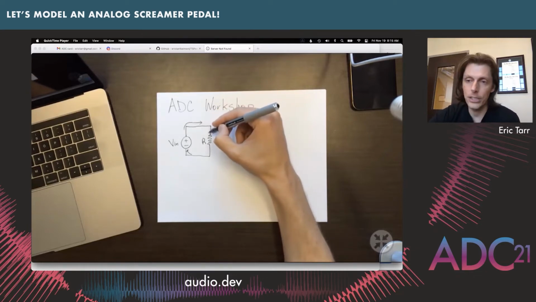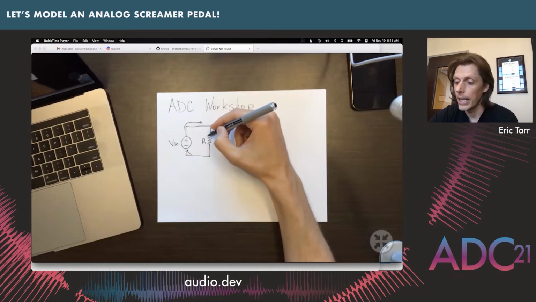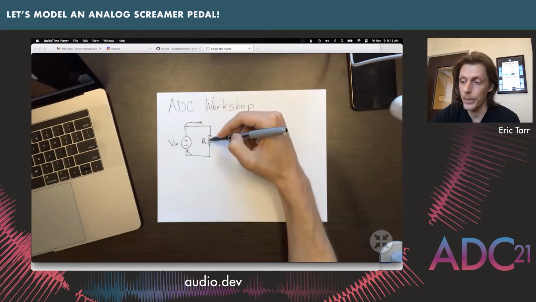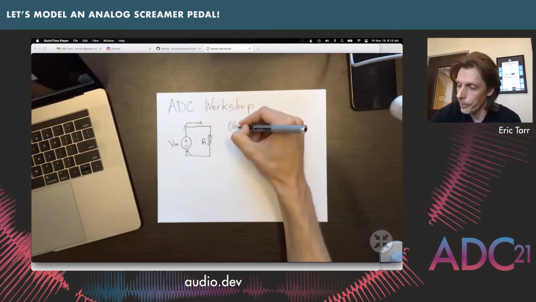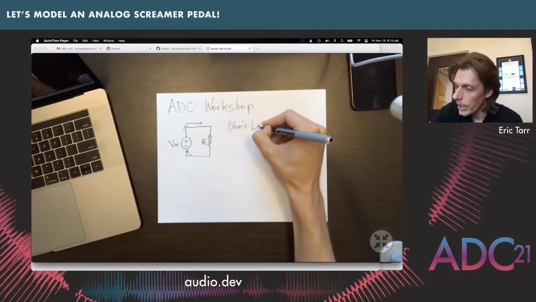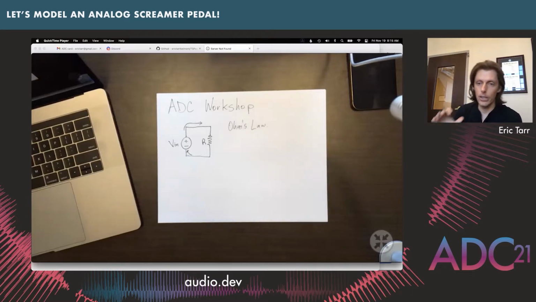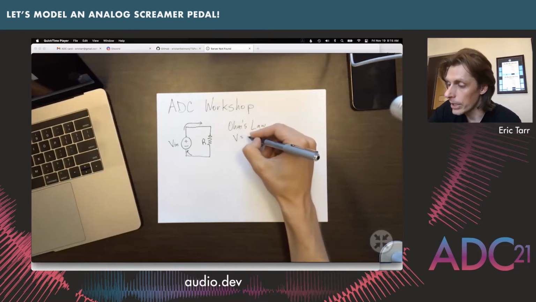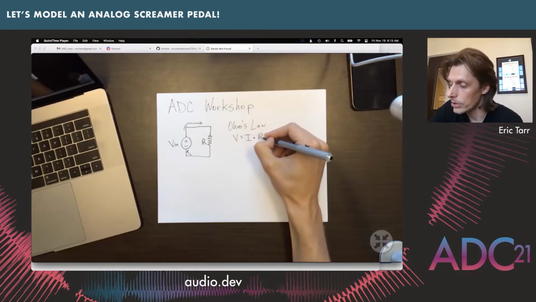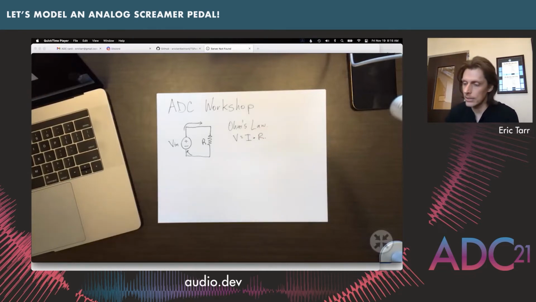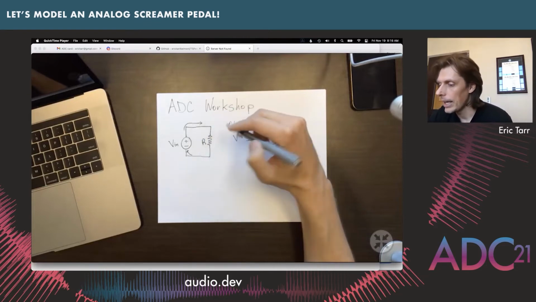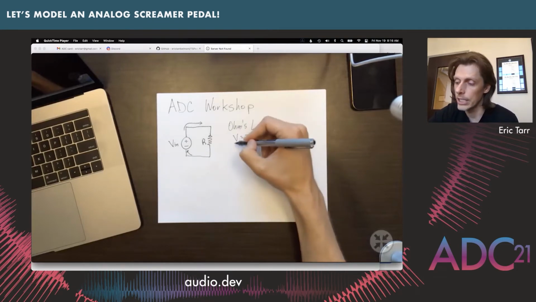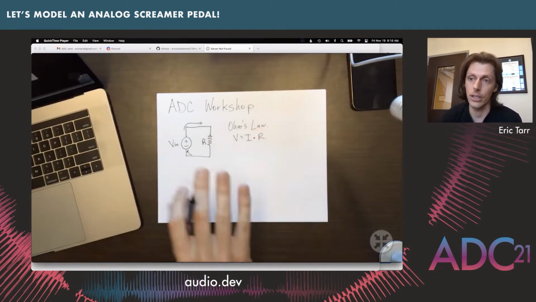So the first relationship that we need to understand about a circuit is the relationship between a resistor, a voltage, and current. The first one is Ohm's law. This is a very foundational, important concept for circuits, where voltage is equal to the current, I, times R. Electricity is the flow of electrons through the circuit, and the amount of that flow is our current. Voltage is a force that's pushing those electrons through the circuit.